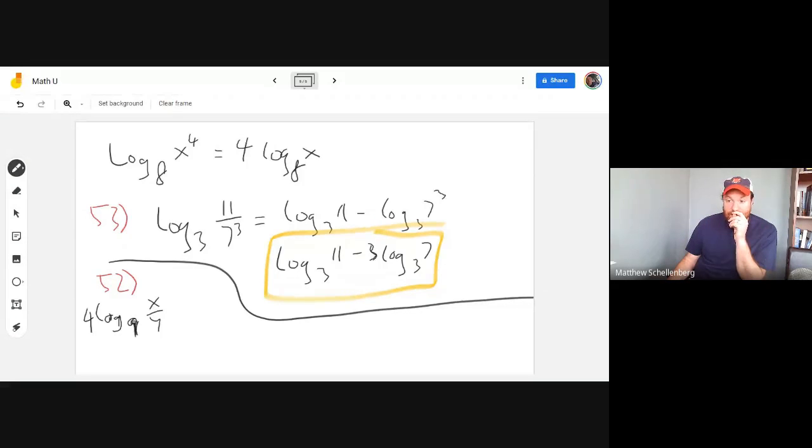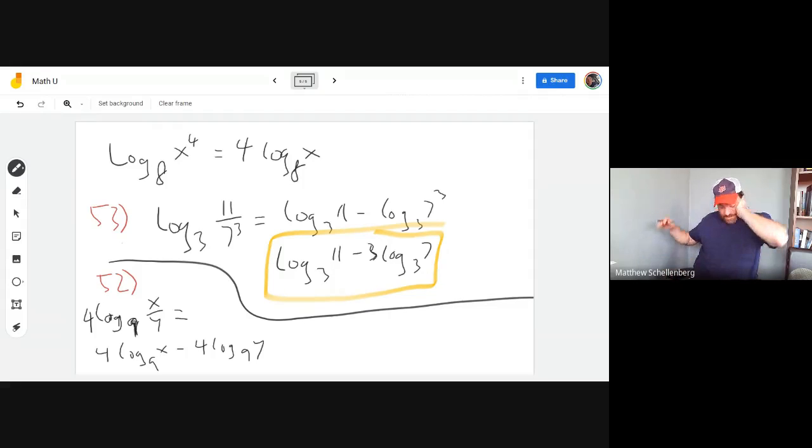Now I can subtract. So this would be 4 times the log of x with base 9 minus 4 times the log of y with base 9. So it wasn't 4 times the log of x minus the log of y with the base 9. That 4 had to be on both of them.